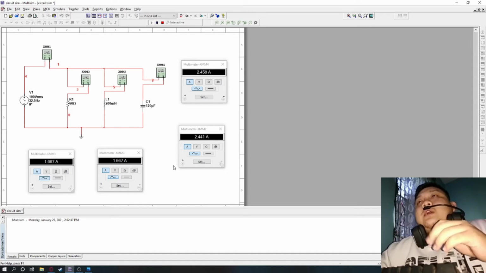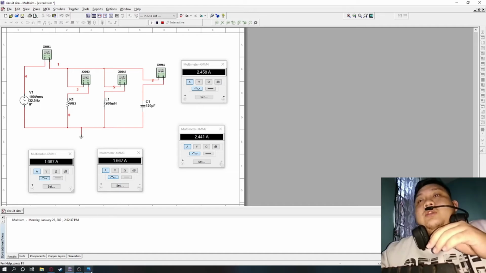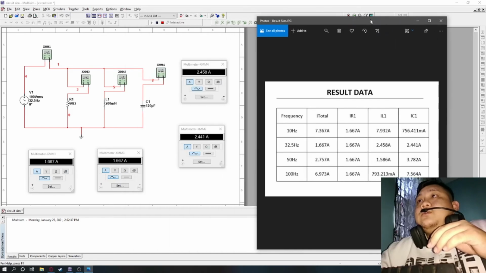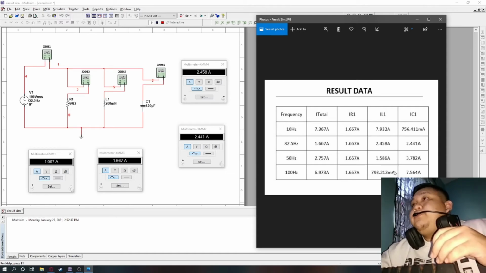From this circuit, I have run many different values of frequency, so I'm going to show you the result data. This is the result that I simulated using different values of frequency, which are 10 Hz, 32.5, 50 Hz, and 100 Hz. Only at the frequency of 32.5 do the IL1 and IC1 have almost equal value, and the other frequencies do not.